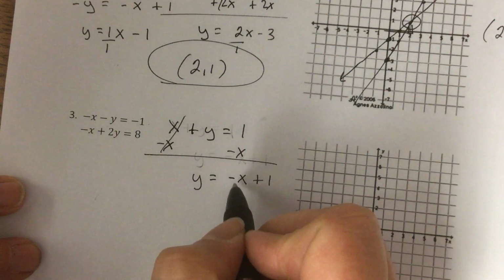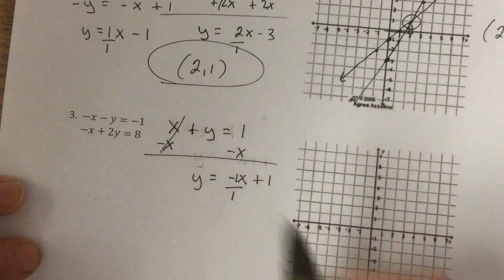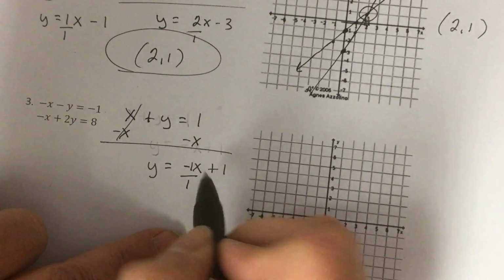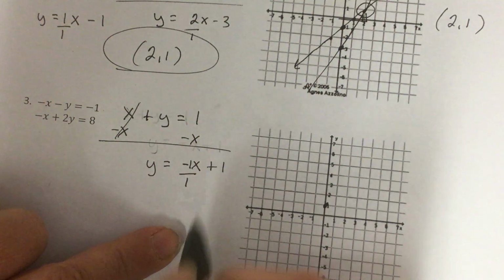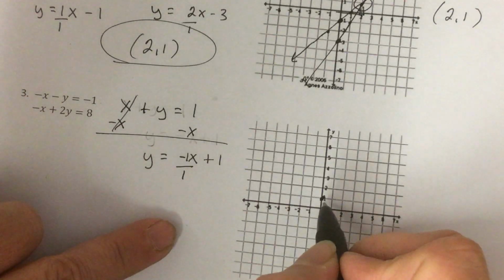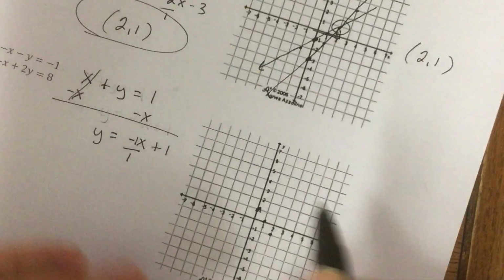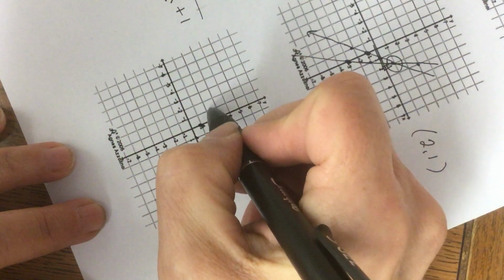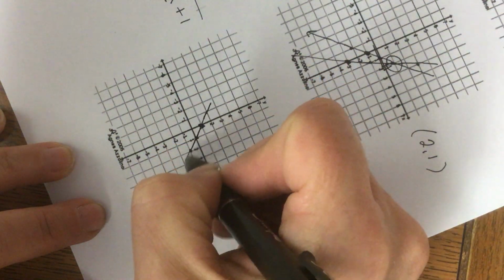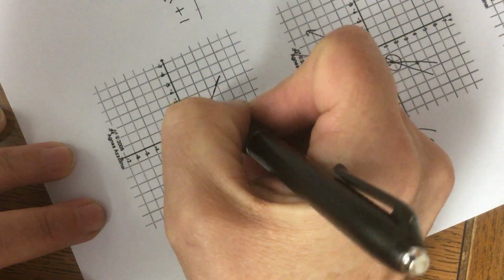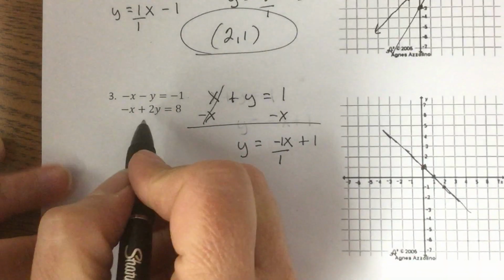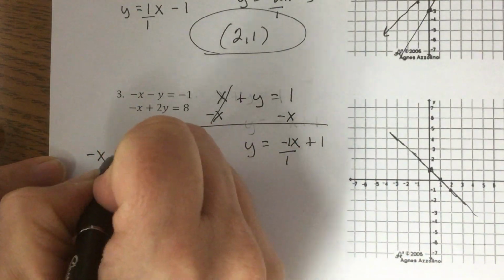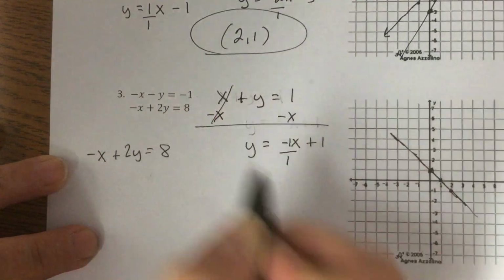The number here that's assumed is a 1 and a 1. So I'm going to go to plus 1 on the y-axis. The slope is down 1 over 1. So it's going to look like that. I'm going to turn my paper a little bit here so I can draw a straight line through all of those corners. Then this one is negative x plus 2y equals 8.